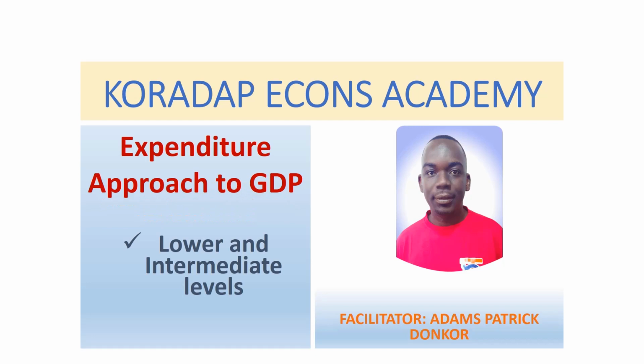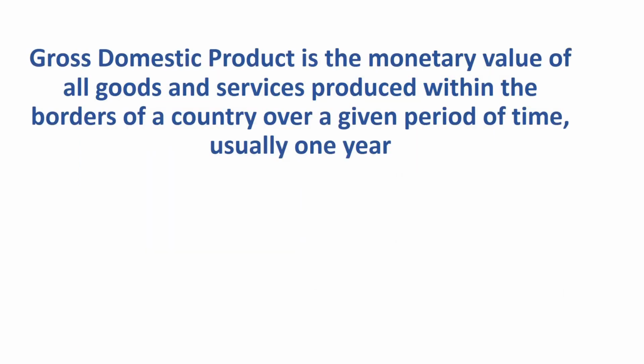Today we want to look at the expenditure approach to GDP. In our earlier lesson, we learned that gross domestic product, which is GDP, is the monetary value of all goods and services produced within the borders of a country over a given period of time, usually 1 year. Now, how do we measure GDP? This is the focus of today's lesson, and we're going to employ the expenditure approach.